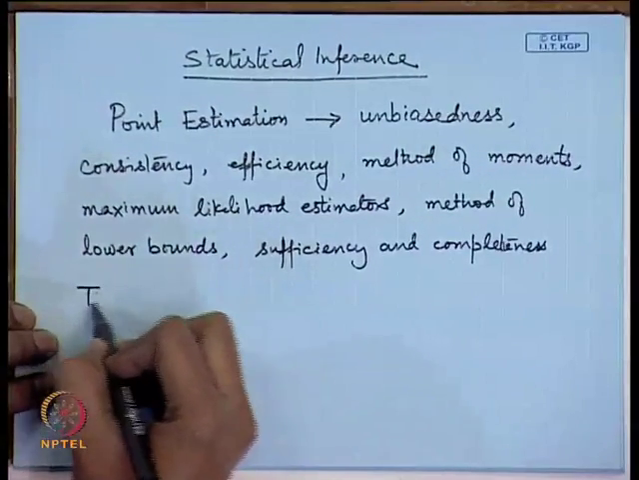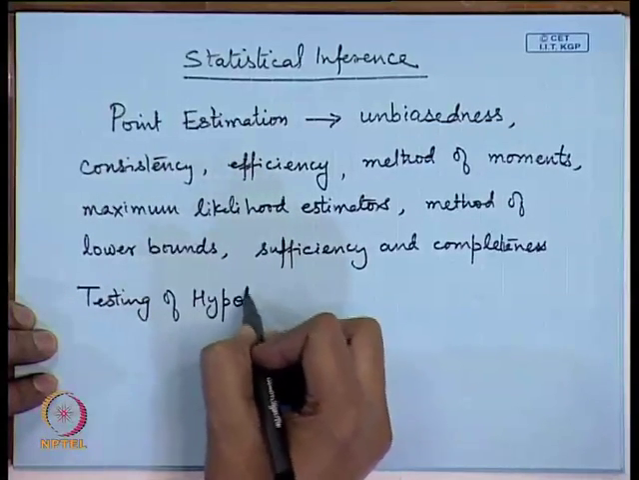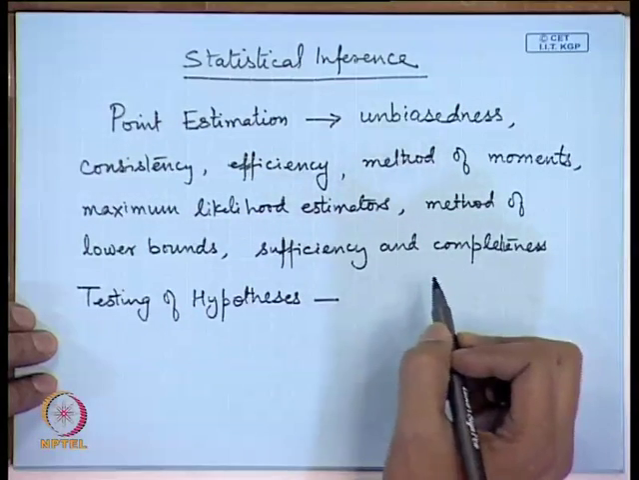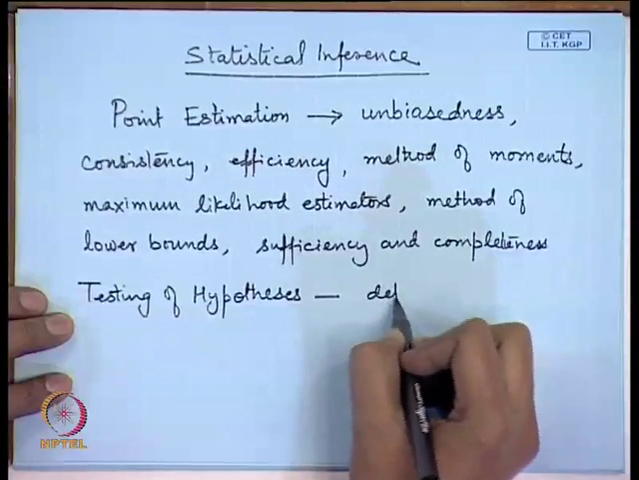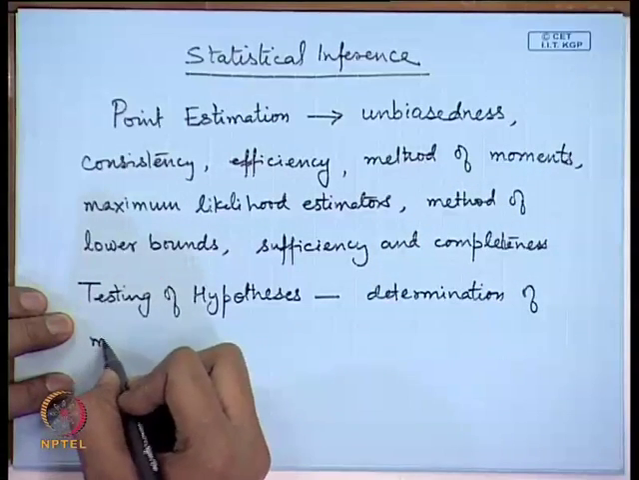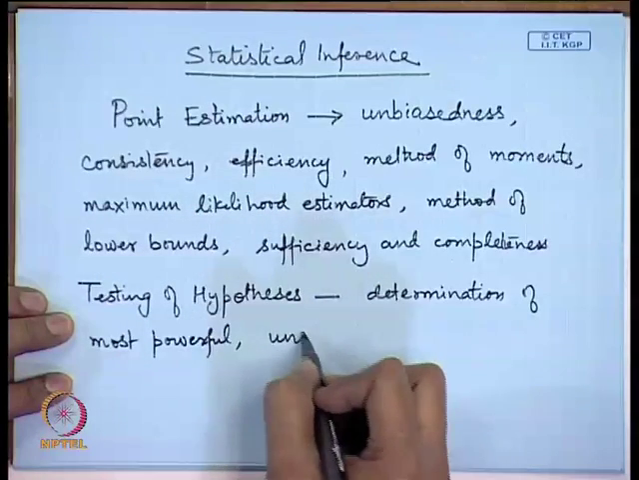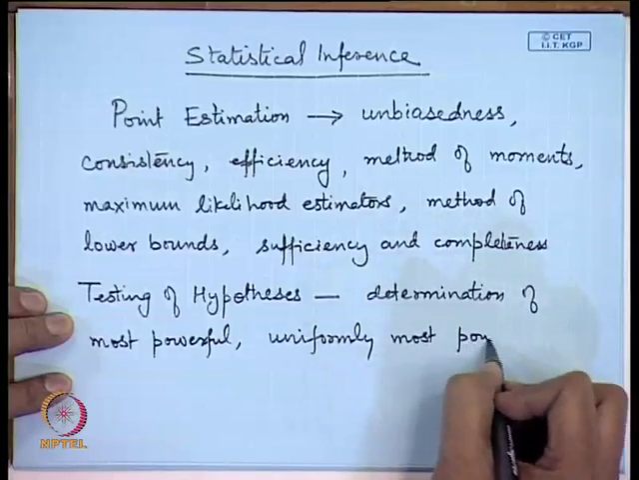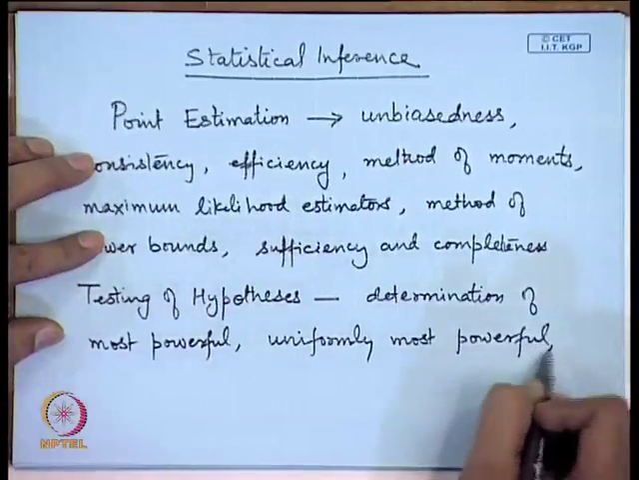We will cover another major area in inference, that is testing of hypothesis. We will discuss how to find out various kinds of tests, what are the types of errors, the fundamental concepts of testing of hypothesis, and determination of the tests. In the determination of tests we will discuss most powerful, uniformly most powerful tests, and then a related concept, that is of likelihood ratio tests.